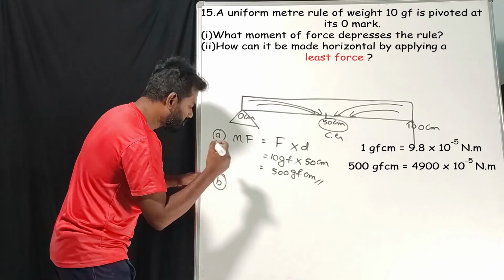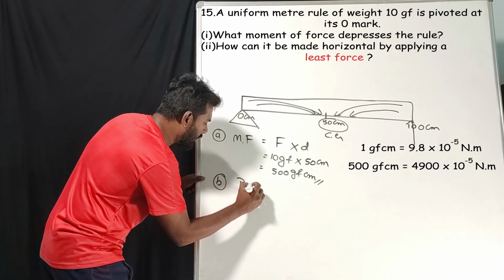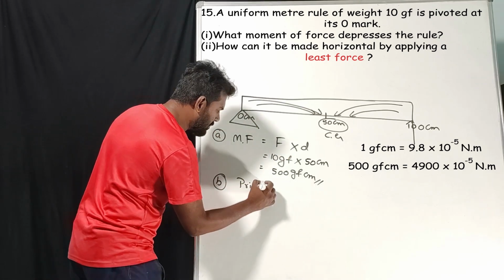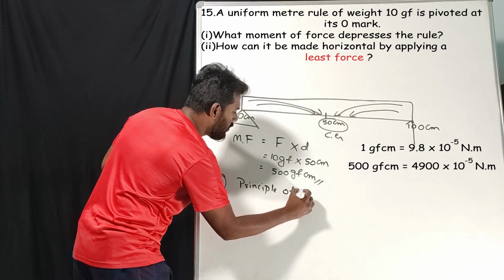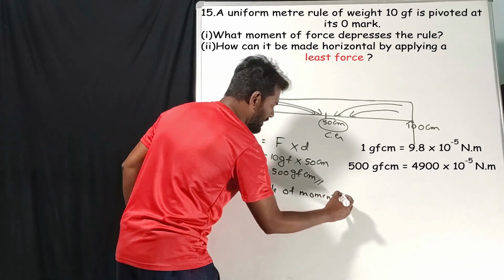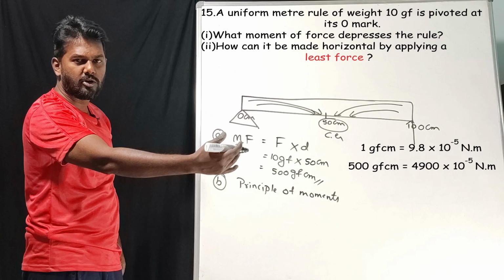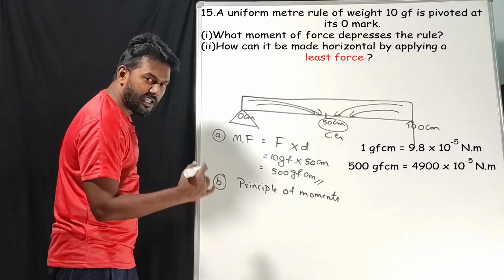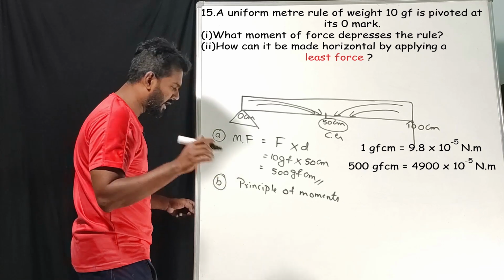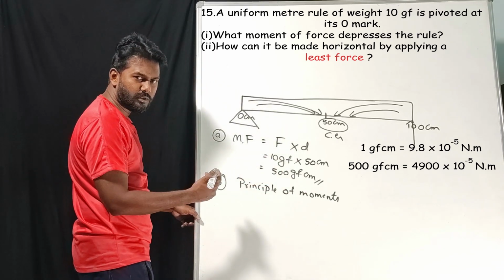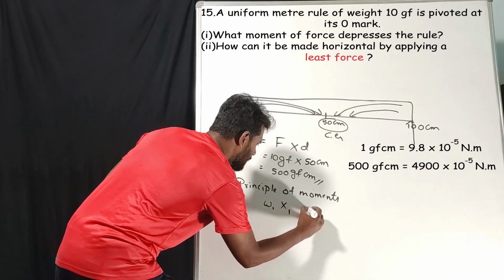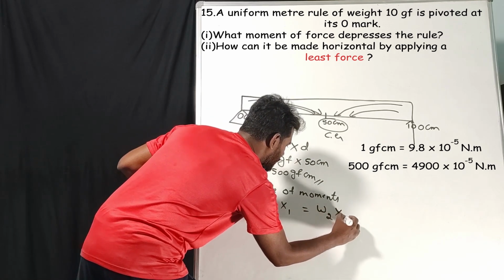So here, principle of moments, again we are going to do the same calculations. Principle of moments is nothing but anti-clockwise moments is equal to clockwise moments. You know all this procedure, you are going to write it. I am directly writing the formula. So that will be W1 into X1 is equal to W2 into.